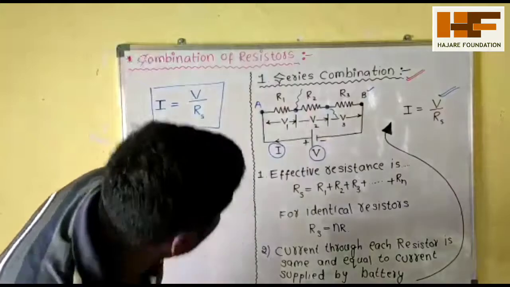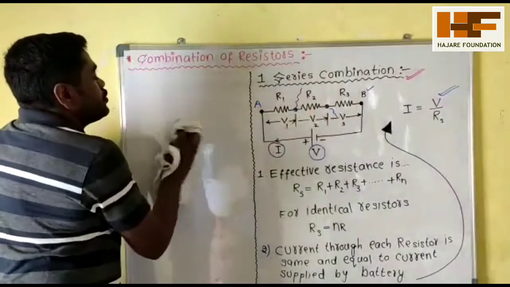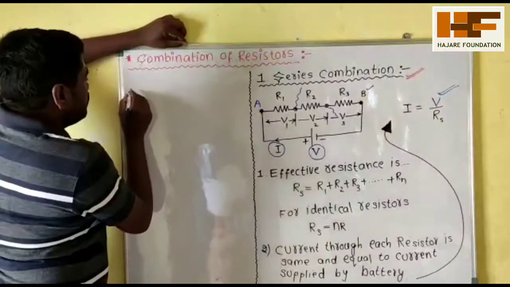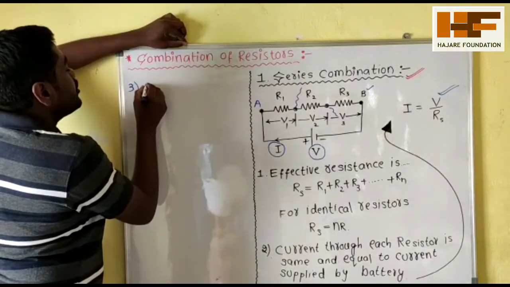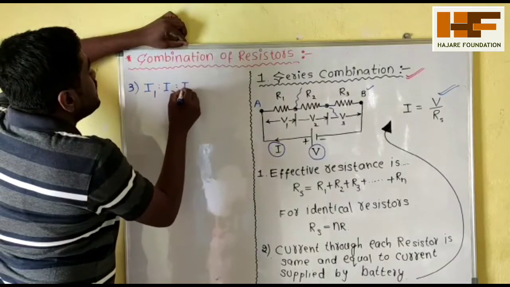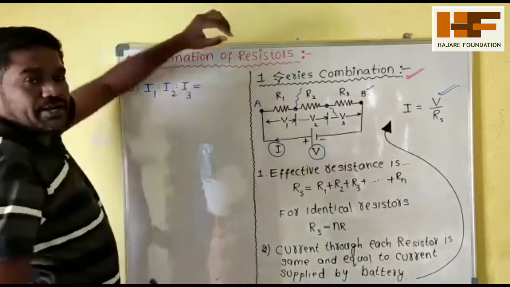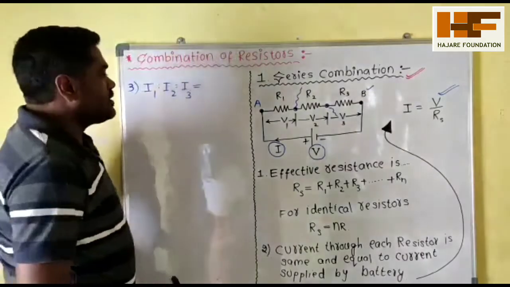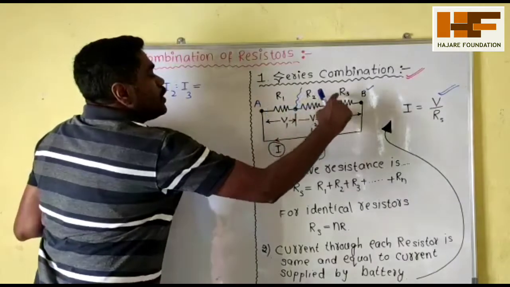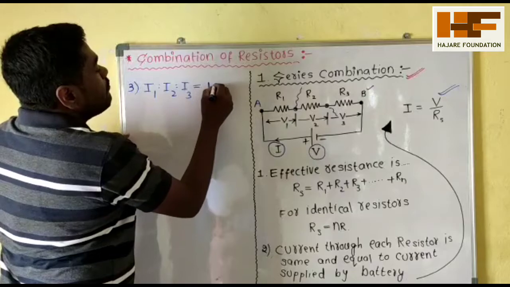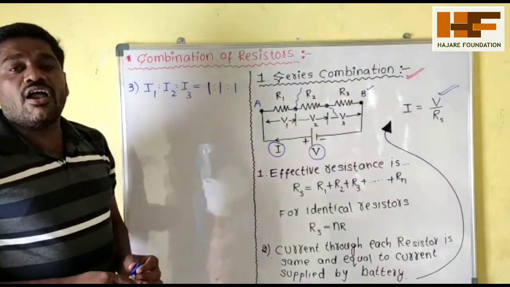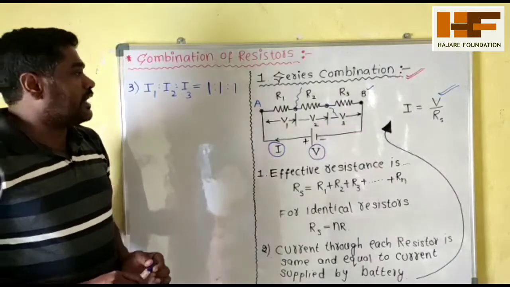Next, what about the ratio of voltages we want? First of all, the third point is the current ratio, I1 is to I2 is to I3 is equal to what? What is the answer? I told you, the current passing through R1 is equal to R2 is equal to R3. All are the same, so 1 is to 1 is to 1. Why? Because all the resistances have the same amount of current passing through them.